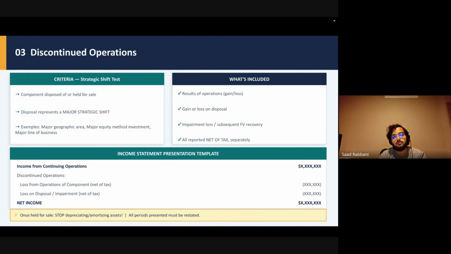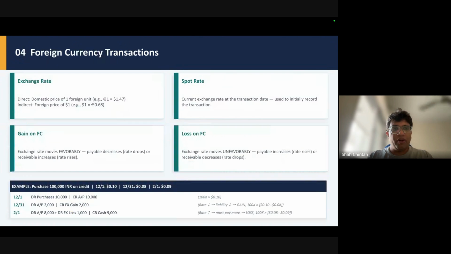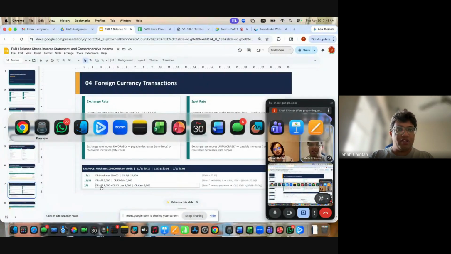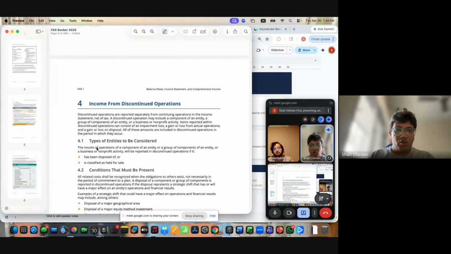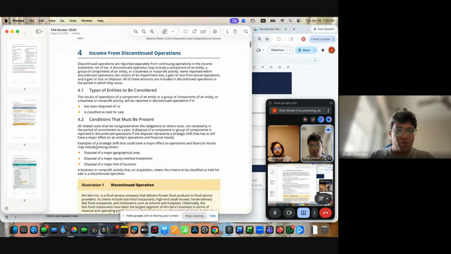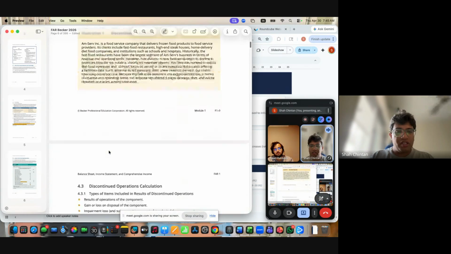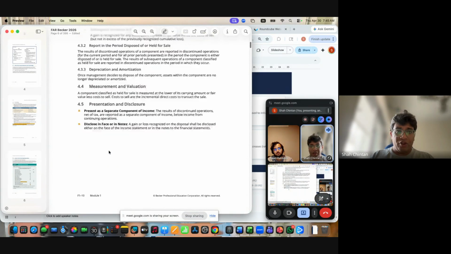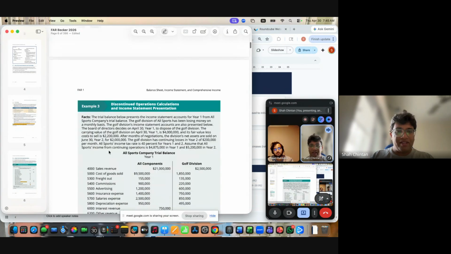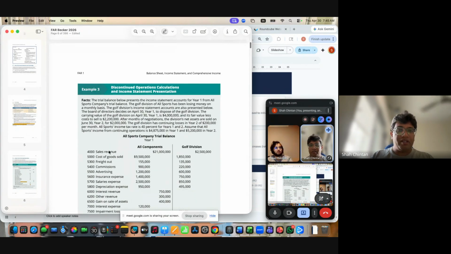Hmm. Let's see, before going into the example, let's quickly go to the book and go through section number 4, which is income from discontinuing operation. What do we call it, what conditions should be met? Can you quickly go to page number 5 and 6? After that we will look at example number 3.